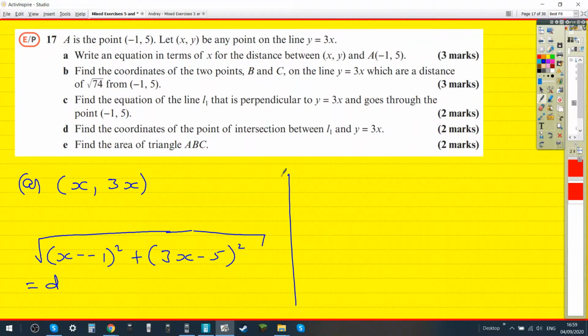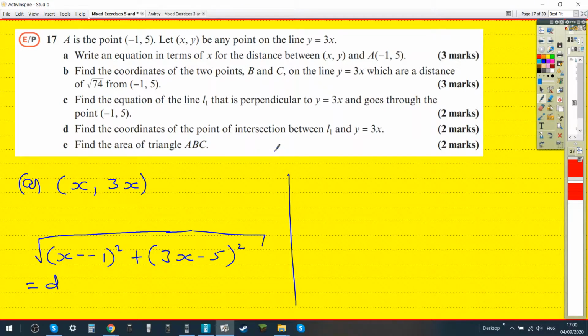Wow, that was a lot of information to digest. So, find the coordinates of the 2 points B and C on the line y equals 3x, which are a distance of root 74. So root 74 away from point A. Distance equals root 74.